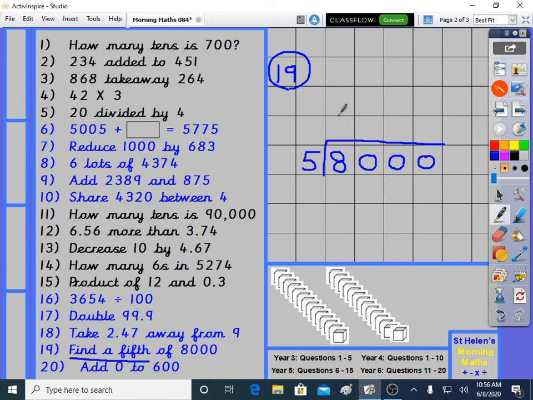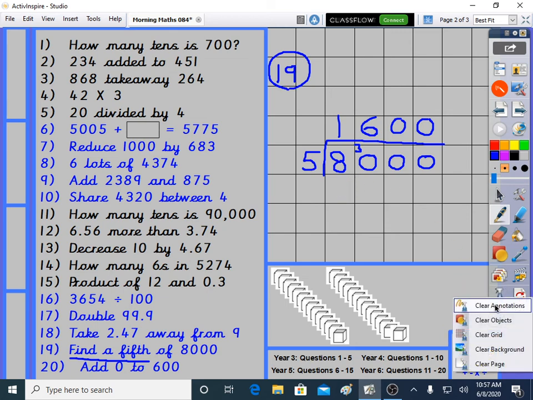How many 5s in 8? 1, remainder 3. How many 5s in 30? 5, 10, 15, 20, 25, 30. That is 6. How many 5s in 0? That is 0. And how many 5s in 0? That's also 0. 1,600. So a fifth of 8,000 is 1,600. Let's go to question 20.